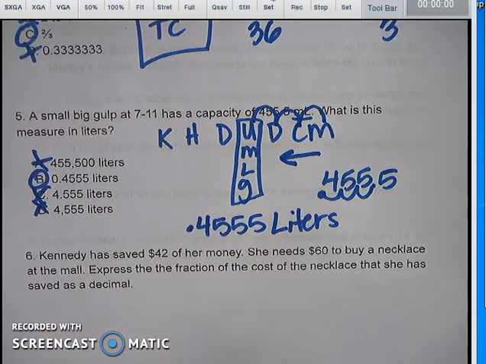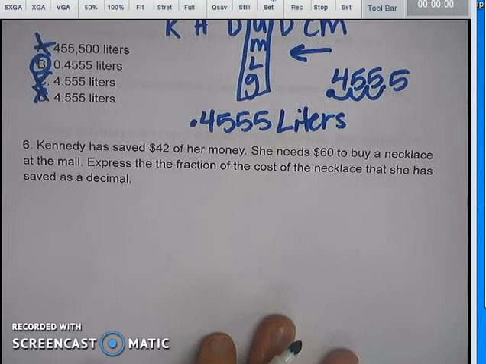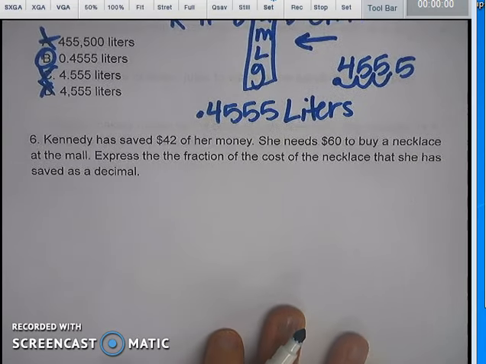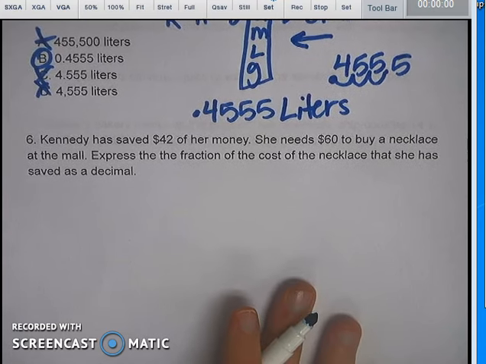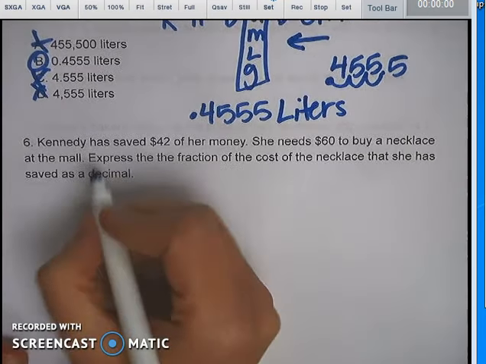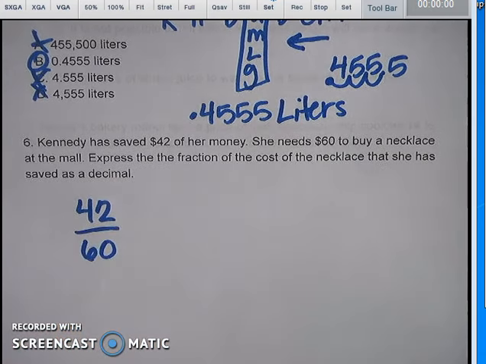Don't miss that. That's a baby one. Kennedy saved $42 of her money. She needed $60 to buy a necklace at the mall. Express the fraction of the cost of the necklace that she saved as a decimal. Okay, so she saved 42 out of 60.